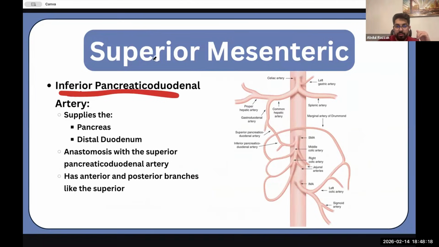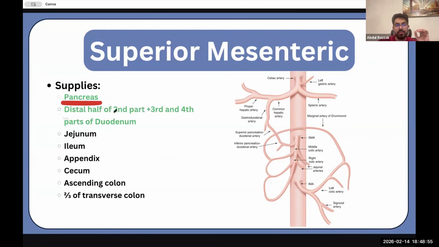It's the branch of the superior mesenteric artery supplying the pancreas and the distal part of the duodenum, like anything that's not supplied by the celiac artery. Tamam? Eventually, this artery also has anterior and posterior branches, and the anterior branch of it anastomoses with the anterior branch of the superior pancreaticoduodenal artery, and the posterior branch of the inferior pancreaticoduodenal artery also anastomoses with the posterior branch of the superior pancreaticoduodenal artery. So these two arteries, not only do they have similar names, they also anastomose with each other through their anterior and posterior branches. طيب. So we're done with blood supply for the pancreas and the duodenum.